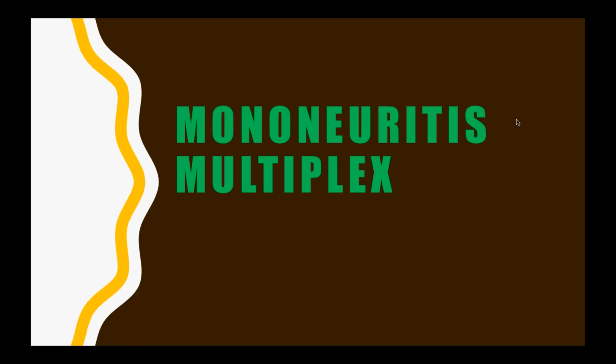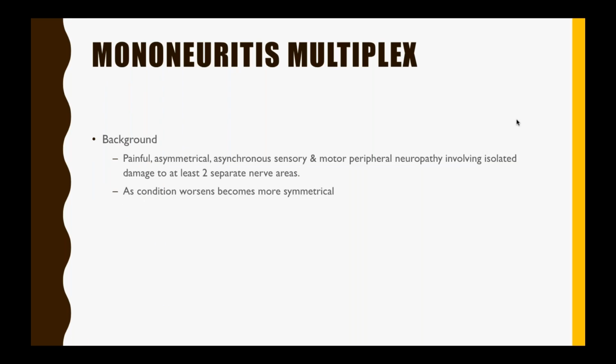So what is mononeuritis multiplex? Mononeuritis multiplex is a not common polyneuropathy, but when it does happen, it has a very distinct presentation. It has painful, asymmetrical, and asynchronous sensory and motor peripheral neuropathy involving isolated damage to at least 2 separate nerve areas. So the findings are going to be more pronounced at areas where nerves tend to be more susceptible to injury.